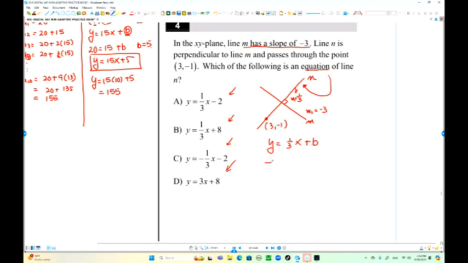So when y is negative 1, x is 3. 1/3 times 3 equals 1, plus b. From here, b equals what? Negative 2, right? Yep, the y-intercept is negative 2. So the equation of this line is y equals 1/3 x minus 2. That is the answer, right? Option A is here.